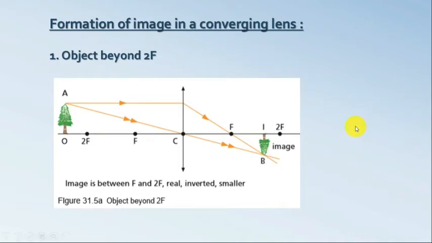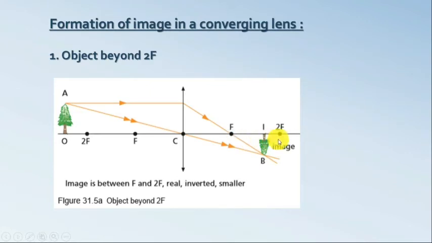Now this point is the head of the object, the top of the object, because here we started from the top of the object. Look, the image is what? It is inverted, right? Look, it is inverted, not upright. It's upside down. This is number one.